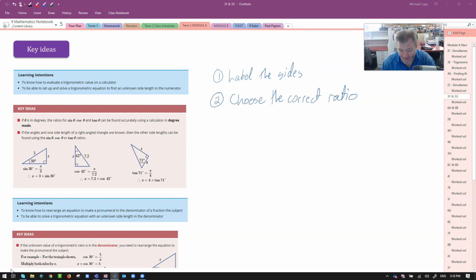So the second thing we need to do after labeling the sides is to choose the correct ratio. What's the little word we use to help us determine the correct ratio? I'm sure you're all saying it to yourselves at home. SOHCAHTOA. Once we've identified that, we then write the equation and solve.